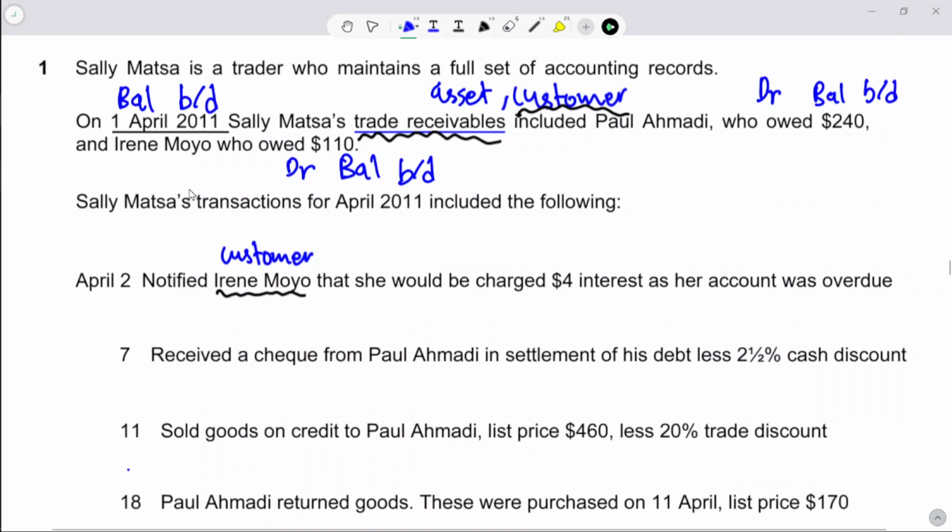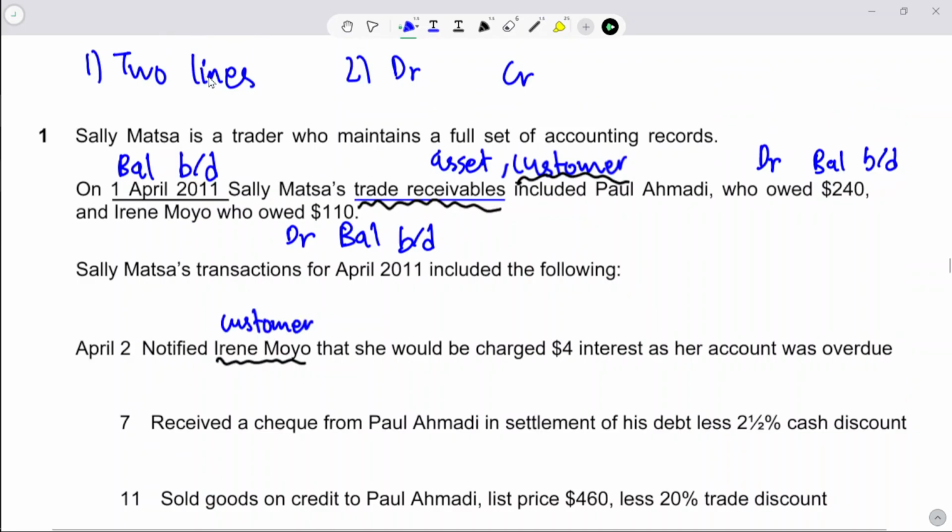Okay, first, don't forget we need two lines, then debit credit. Two lines. Okay, it's a name. A name is also one line. Then another one will be this one interest. So what it means is you charge customer.